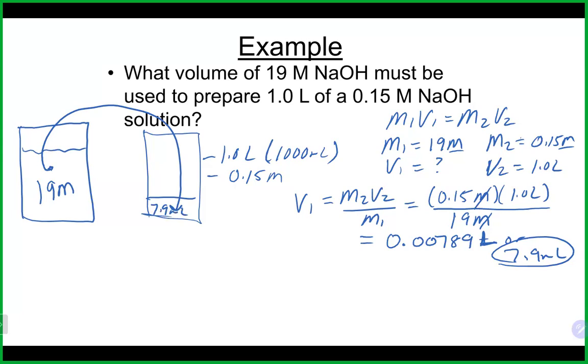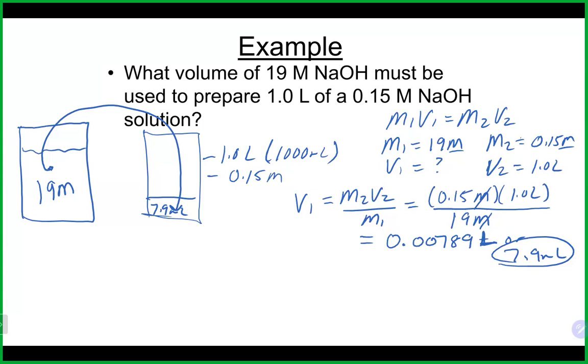Would I at this point put in 1,000 milliliters of water? I would not, because if I put 1,000 milliliters of water, I would end up with 1,007.9 milliliters, which is too much volume, right? I want to only end up with 1,000 milliliters or 1 liter as my total volume.